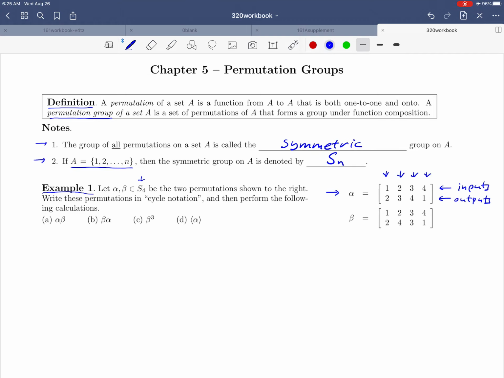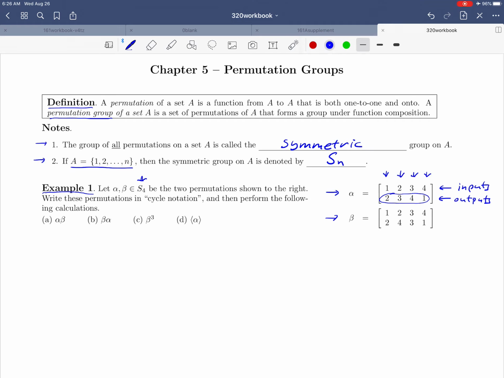Well, if you think about it, it is, because it's onto because of the fact that we hit all of the numbers 1 through 4. And it's one-to-one because we hit all of those numbers exactly once. It has both of the properties that we need it to in order to be in this set S4. And the same is true for beta. You can look at that and convince yourself that that's also a one-to-one and an onto function. So alpha and beta are both permutations by the definition that we gave a minute ago.